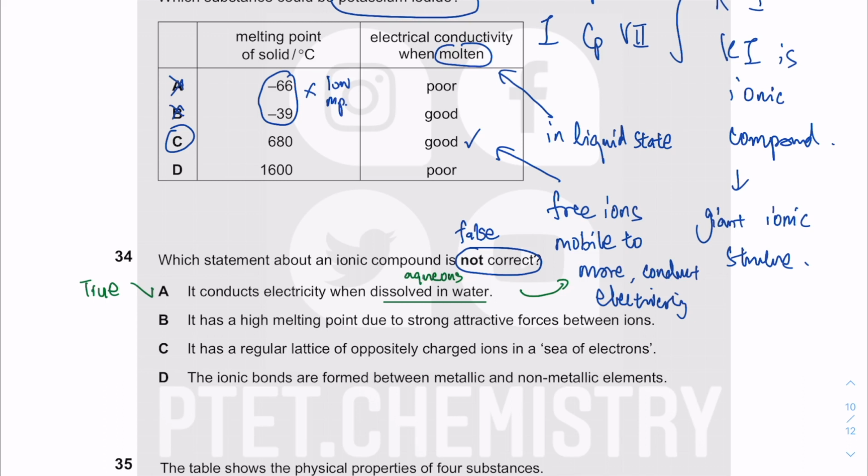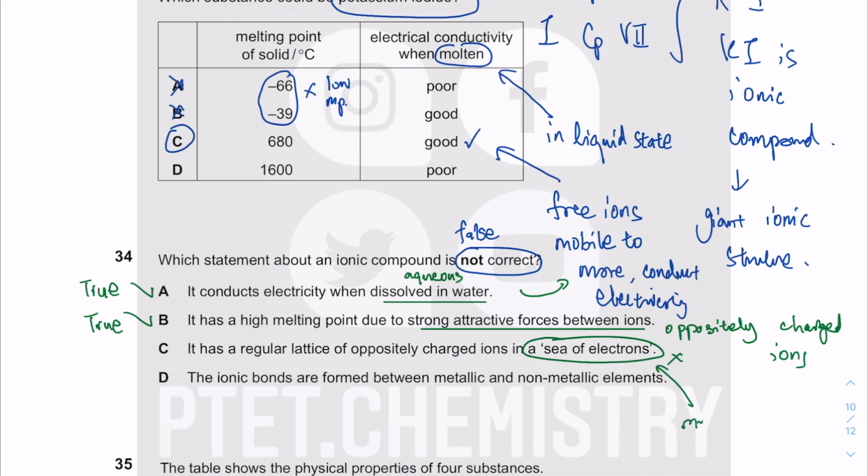B, it has a high melting point because of strong ionic bond between oppositely charged ions. This is how we will explain it in a real structured paper, but this is given for us, so you need to be aware that you should write the complete thing for your structured paper. It has a regular lattice of oppositely charged ions in a sea of electrons. That is incorrect. That one is for metallic structure. That is a giant metallic structure. So meaning to say this one is false and C is our answer because this is a false statement.